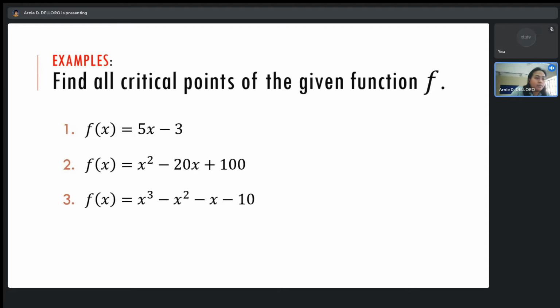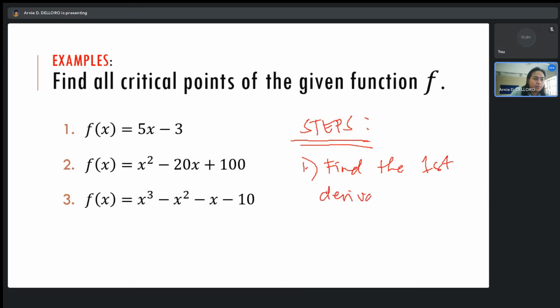Sulat ko dito yung steps. Steps in determining the critical points of a given function. First is to find the first derivative. Paano natin malalaman kung first derivative yan? Take note, we have made mention that etong prime na to, or yung kudlit dyan sa function, means that we are determining the first derivative.